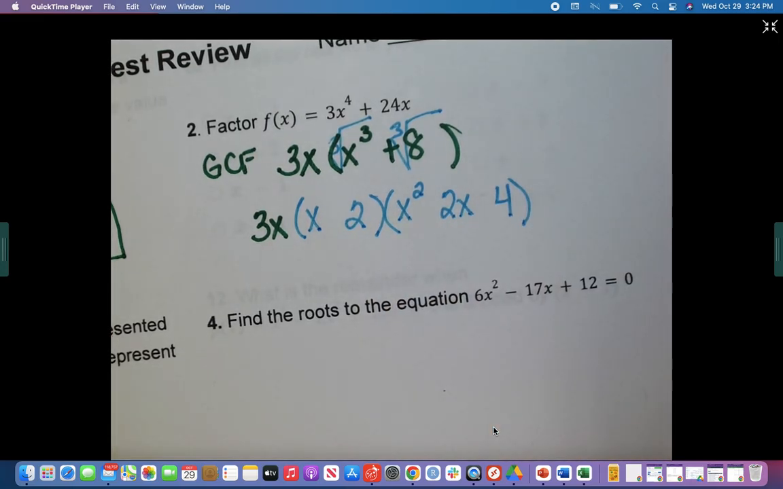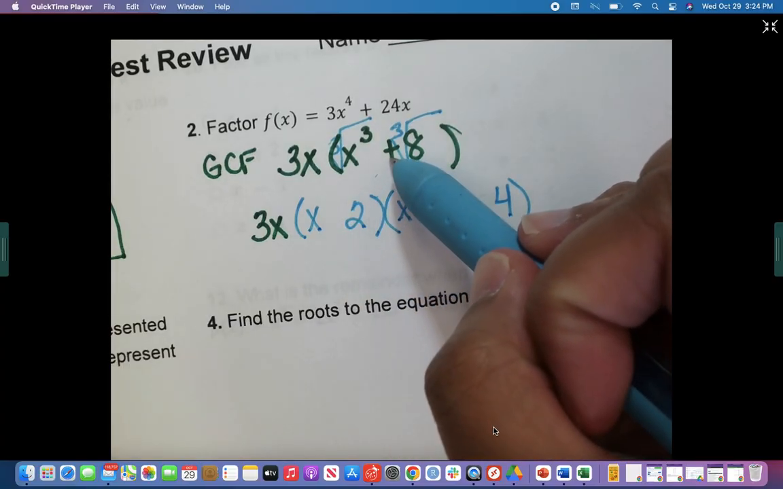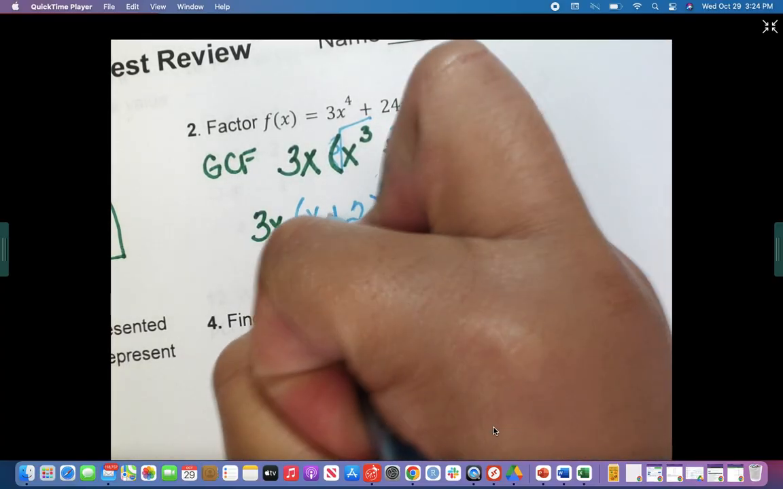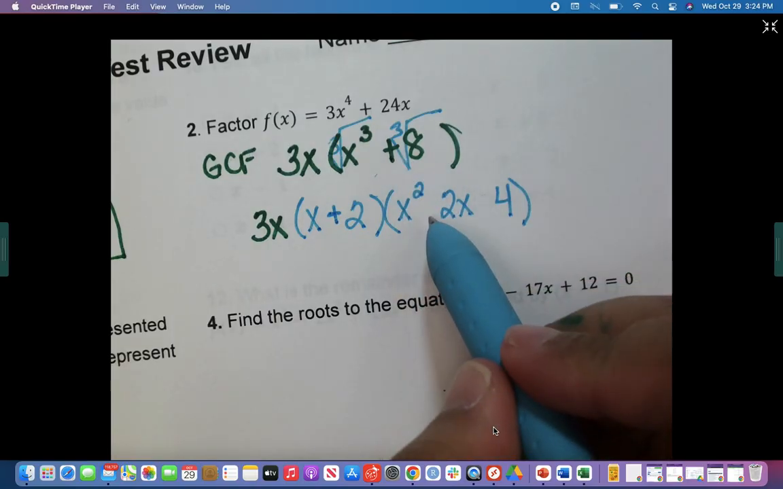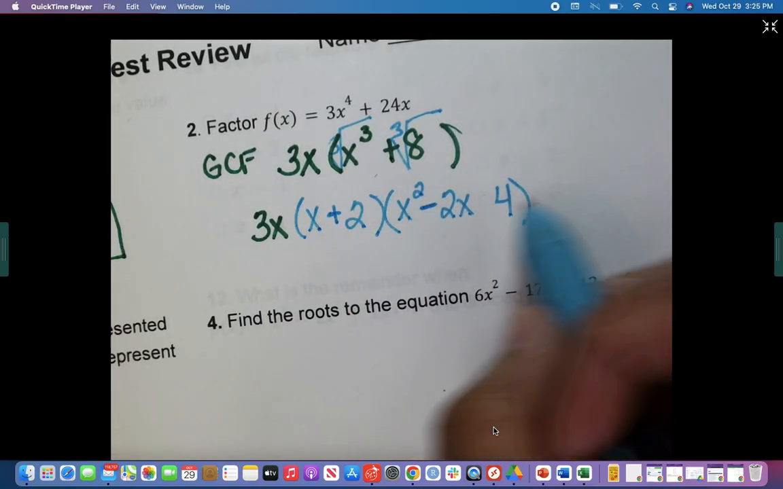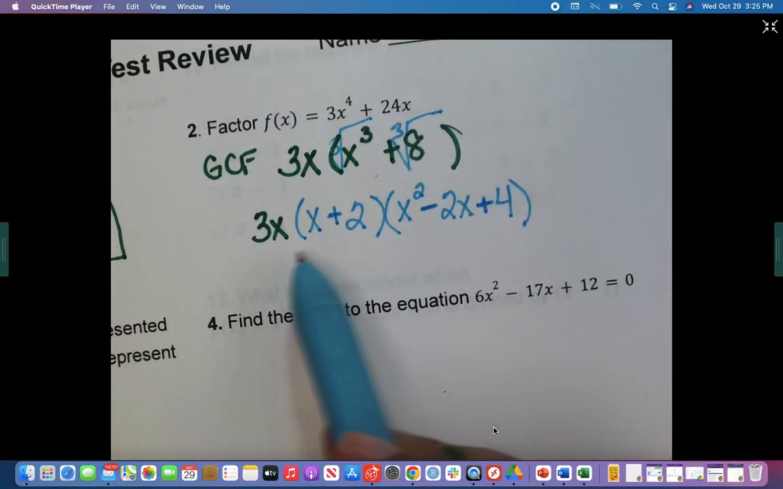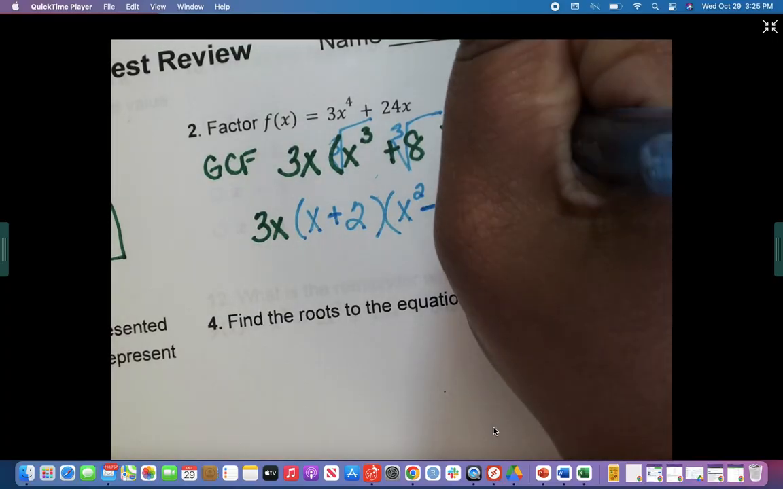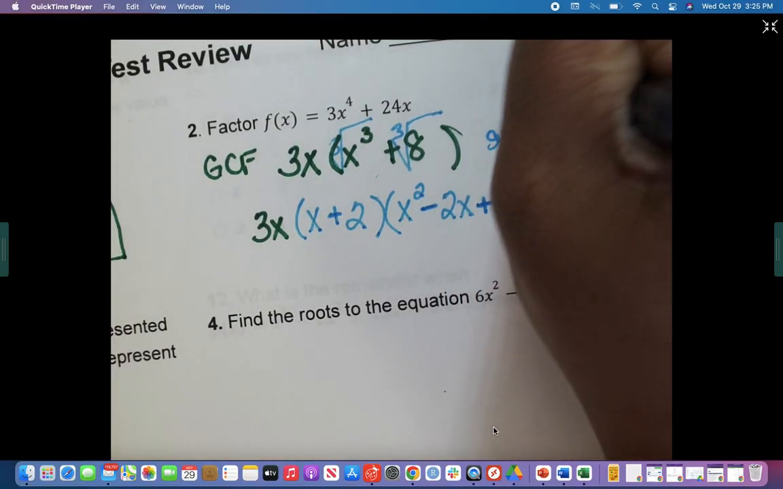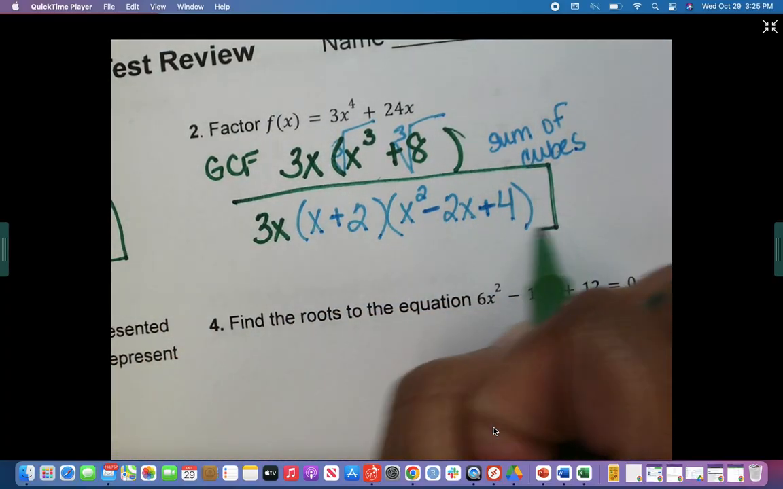All right, and then we place our signs according to SOAP. Same, so it was a sum of cubes, so that's going to be a plus. Opposite, so it was a plus, so this one's going to be a minus. And then the last one is always positive. So these would be my factors. So this was a sum of cubes. So this right here, final answer.